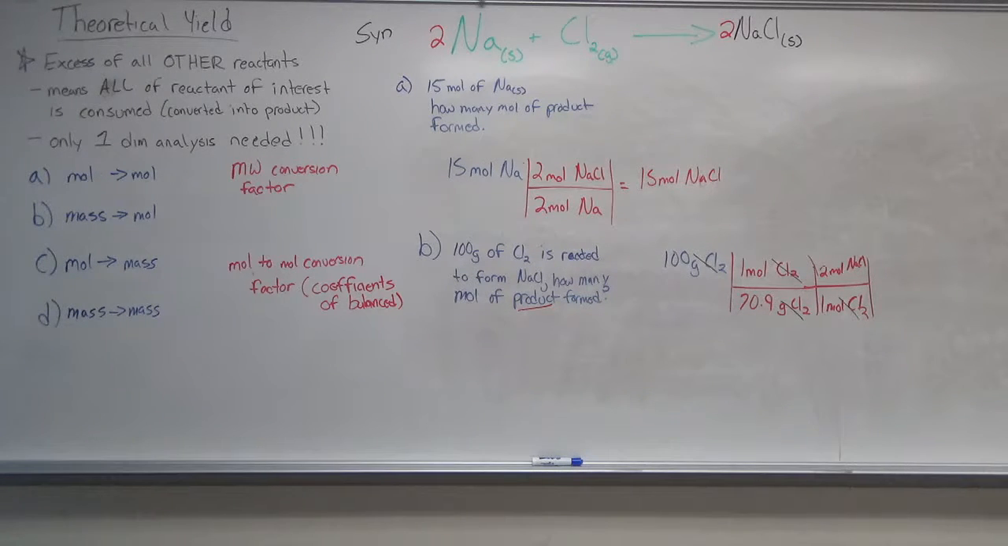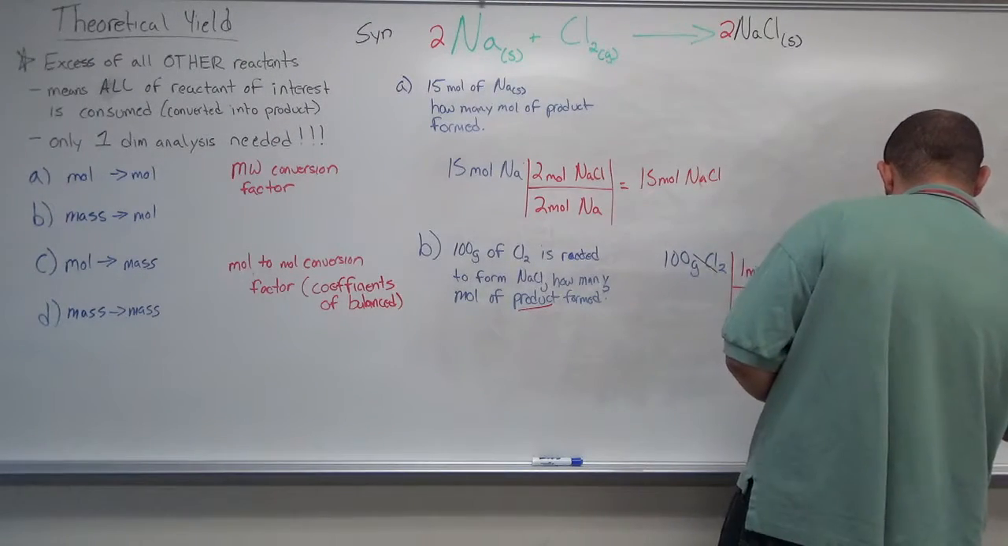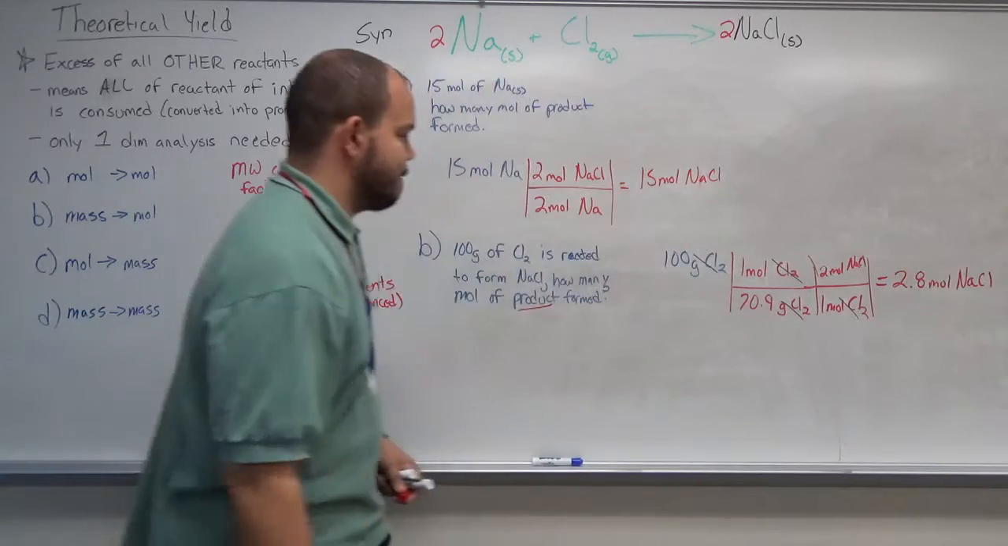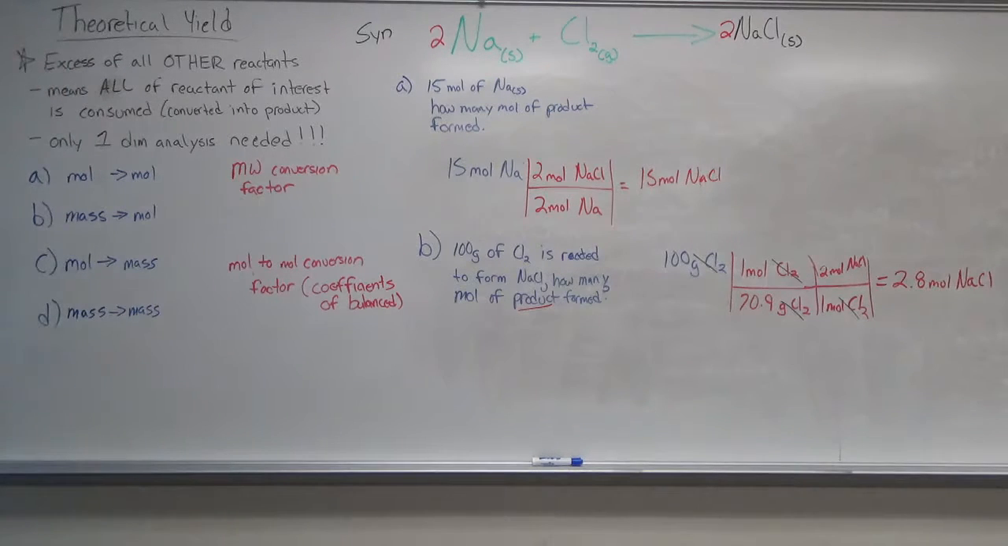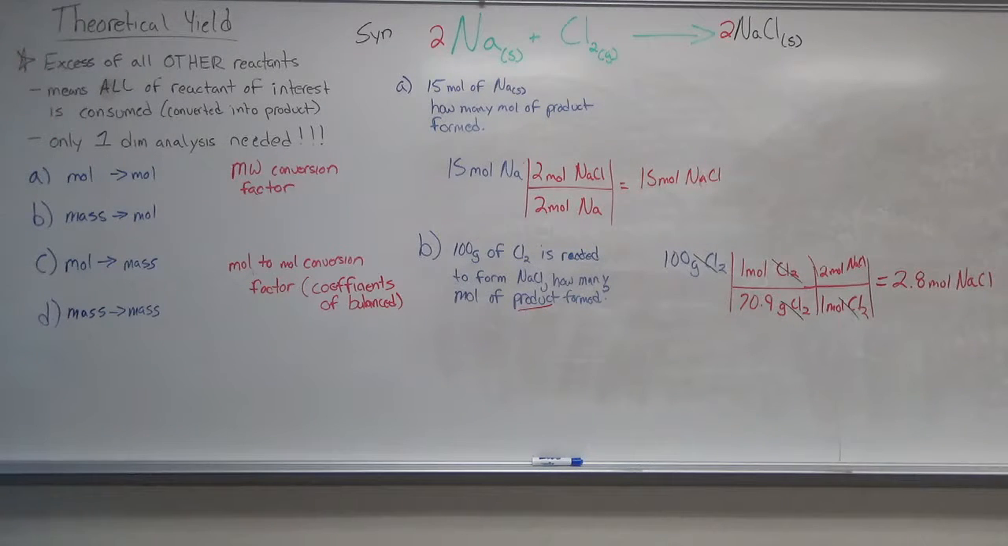If we treat our dimensional analysis as a mathematical situation, we have 200 divided by 71 effectively. This is almost 3, right? 2.8 moles of sodium chloride. So here is mole to mole, one-step dimensional analysis. Mass to mole, two-step dimensional analysis.